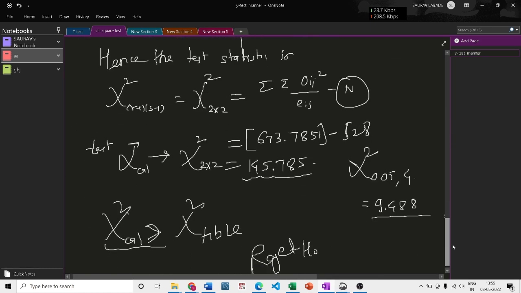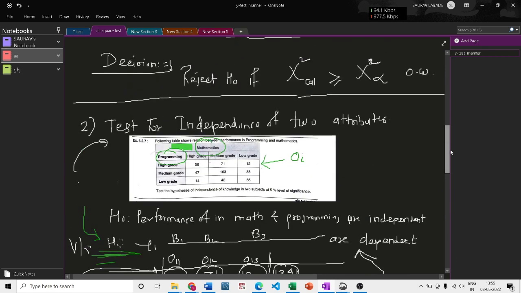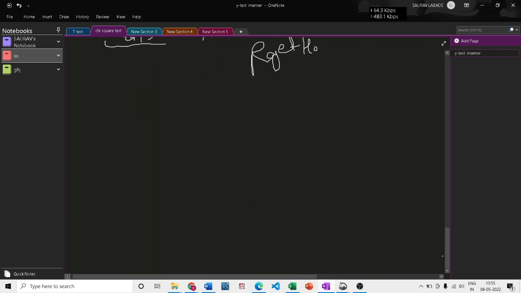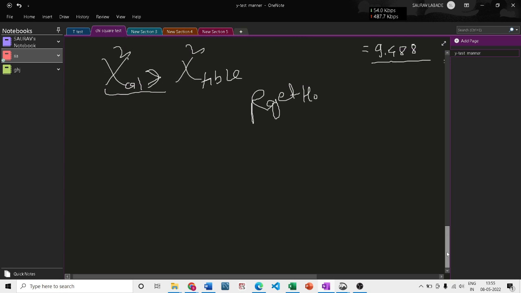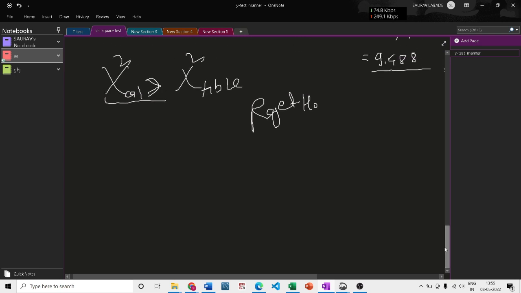Okay, so this is our second chi-square test we have discussed. Now the next test we have to discuss is again the test for two attributes. Okay, so that we will discuss now.